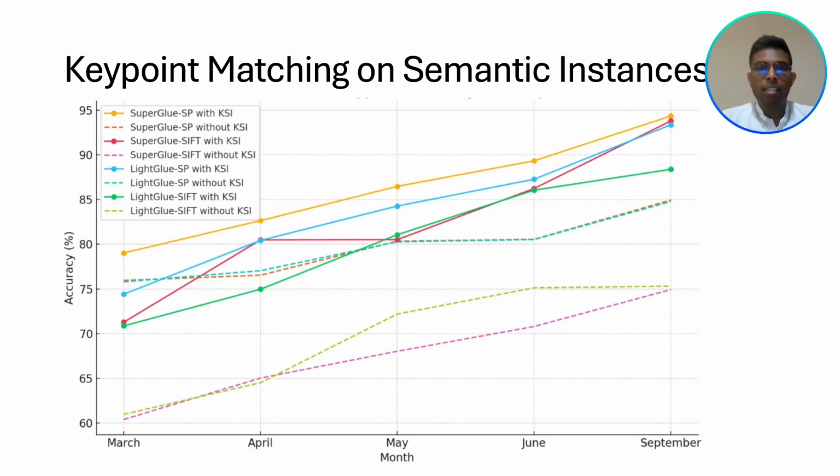So we test this method, particularly how well it matches the key points on these semantically significant areas like trunks and buildings. So the solid lines indicate the accuracy delivered by our method, and the dotted lines indicate the baselines. So you can see we have tested it with SuperPoint and SIFT feature extractors, and also with SuperGlue and LightGlue feature matchers. In all the combinations, we can see our method outperforms the respective baseline, and particularly in months like September and June, which are the most challenging scenarios, our method significantly outperforms the baselines.